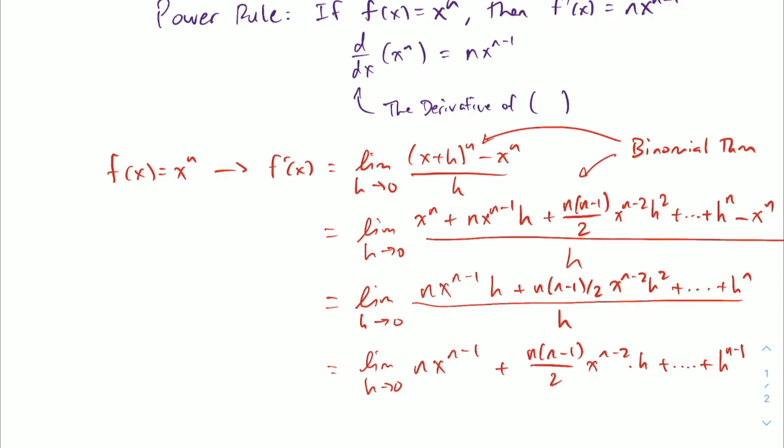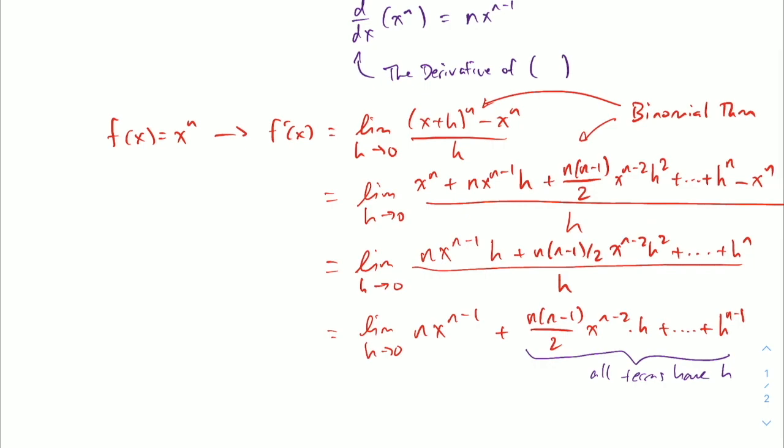Now note, all the terms except for the first term have h in them. So when we take h to 0, they're all going to go to 0. And so we'll be left with n x to the n minus 1, which is exactly what the power rule says. Okay, so that concludes our proof.